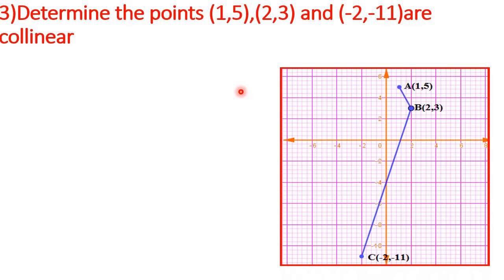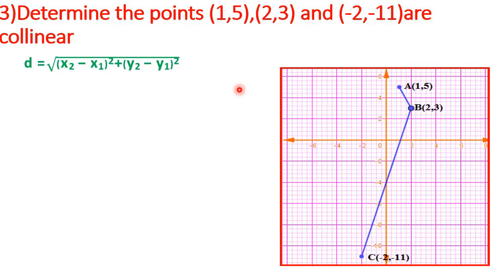Let us mark these points in the graph. This is the point A (1, 5), the point B is (2, 3), and one more point is C (-2, -11). If you locate these 3 points in the graph, we can see that the 3 points are not in a straight line. So we have to solve this problem by using the distance formula. Through the distance formula, we have to say that the given points are not collinear.